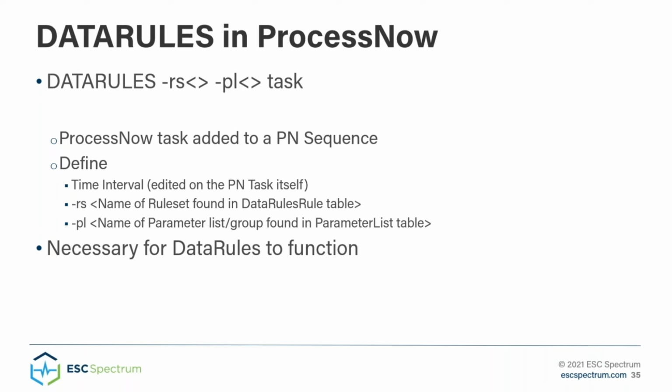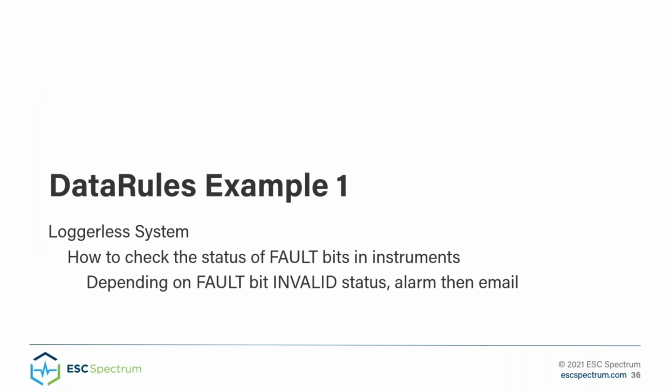But anything else defined in that data rules rule will still happen. You just won't have any emails triggered with it as well. So that's why the dash R is important. We're going to talk about examples that use that.